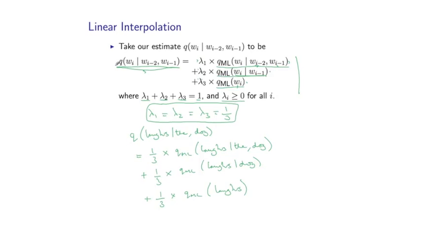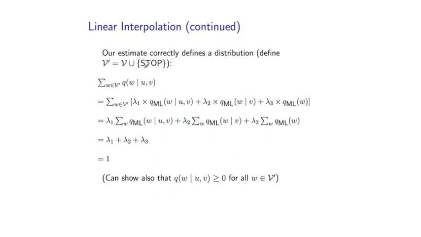But first I want to show you an important point, which is that this parameter estimate Q is in fact a valid estimate. So it's important to verify that our estimate correctly defines a distribution. And by this I mean the following. Define V primed to be the vocabulary together with the stop symbol. And now for any u, v bigram we're conditioning on, we want to make sure that if we sum over all words w in V primed, we have something that sums to 1. And that's fairly simple to show. I'm just going to go over that in this slide.